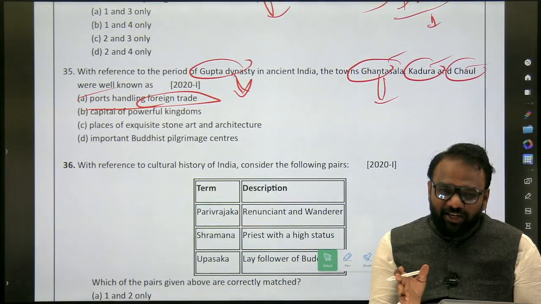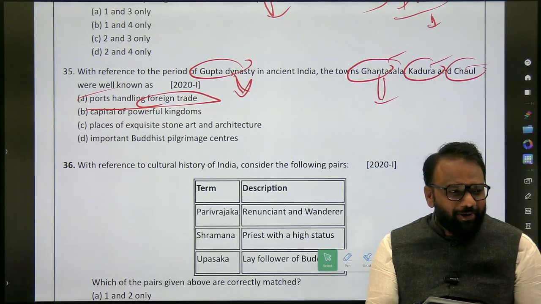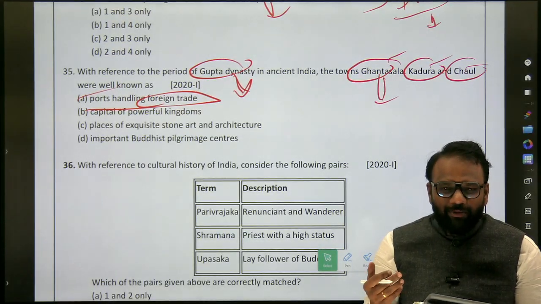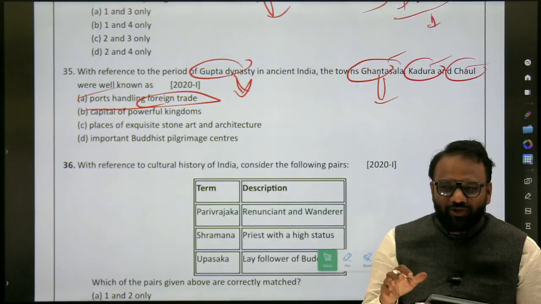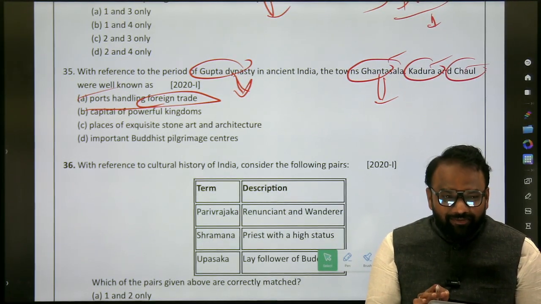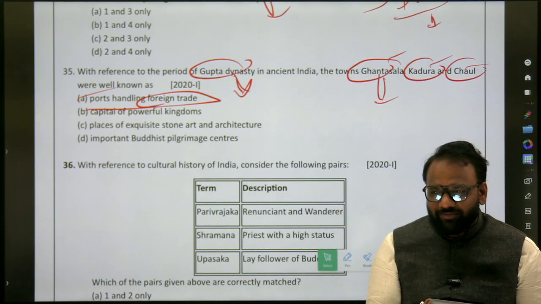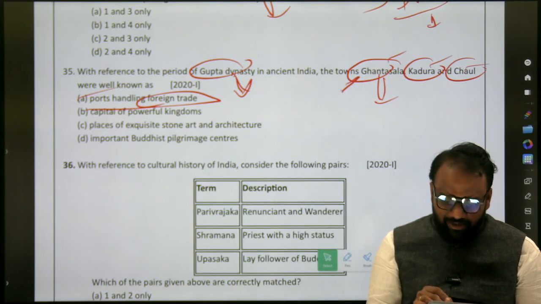Whether it is present on the eastern coast or western coast. If you are able to recall the state name, then obviously you will be able to connect whether it exists on the western coast or eastern coast. Where is Ghantasala? Search it on the internet. Andhra Pradesh. Okay. Next, Kadura.